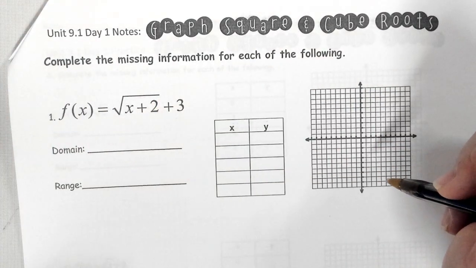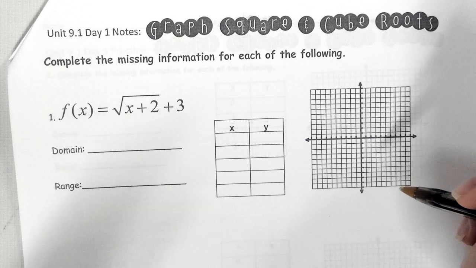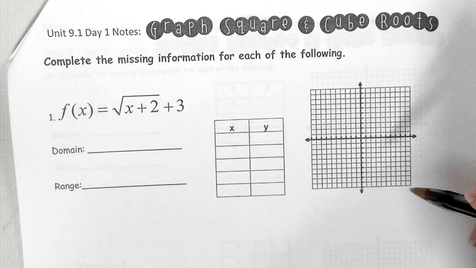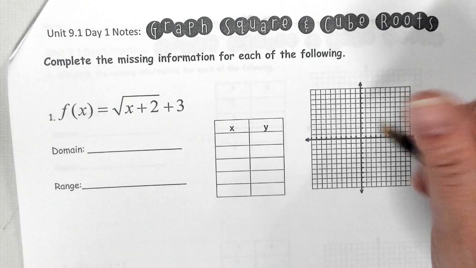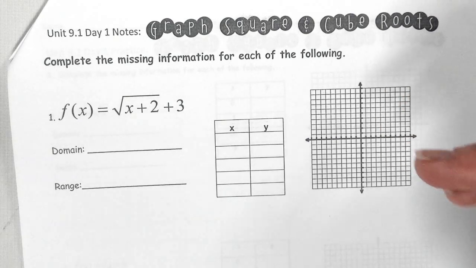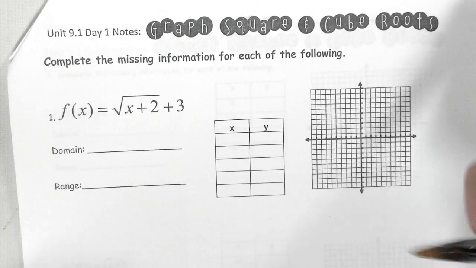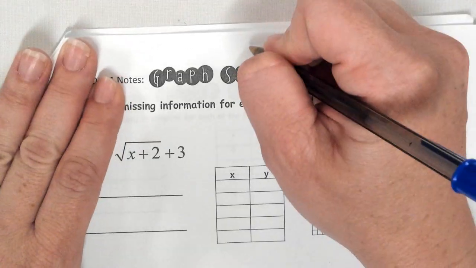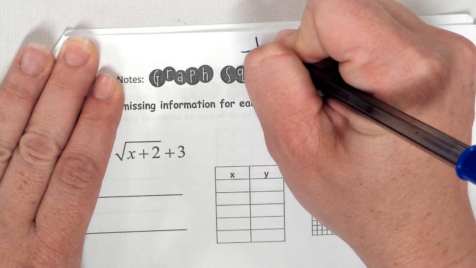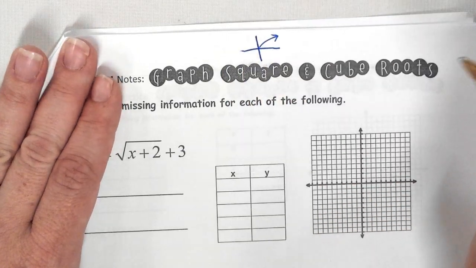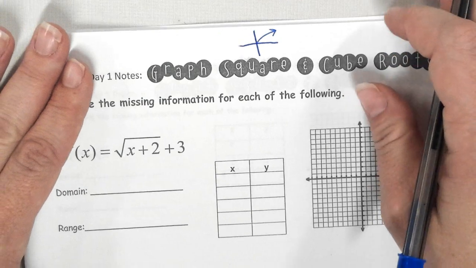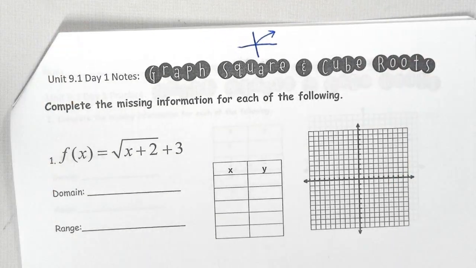Now, all parent functions go through the origin. Okay, except like rational, but that's different. Most parent functions go through the origin. Let's say that. This parent function does go through the origin. I don't know if y'all remember, but the parent function looks like this. It's the one that has a starting point and then goes forever the other direction. Yes? Okay, so we're going to type in our calculator.